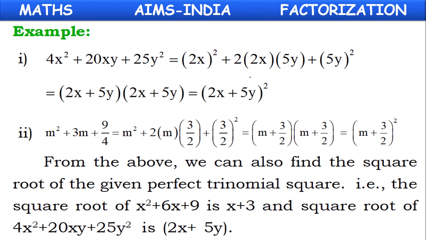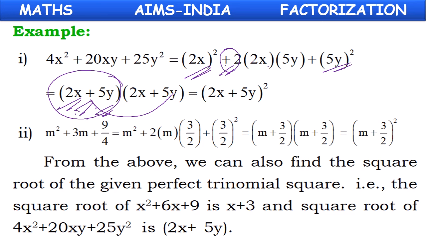So now what is the factor? Square root of first term 2x, square root of last term 5y should be connected by middle term symbol, which is plus. So this is the factor, and we have to take it twice. 2x plus 5y, 2x plus 5y, which is equal to 2x plus 5y whole square.